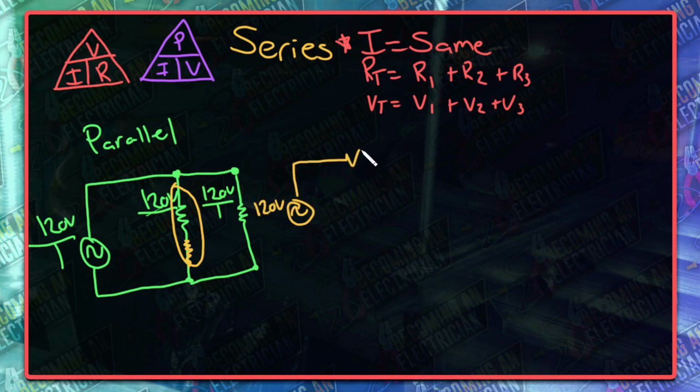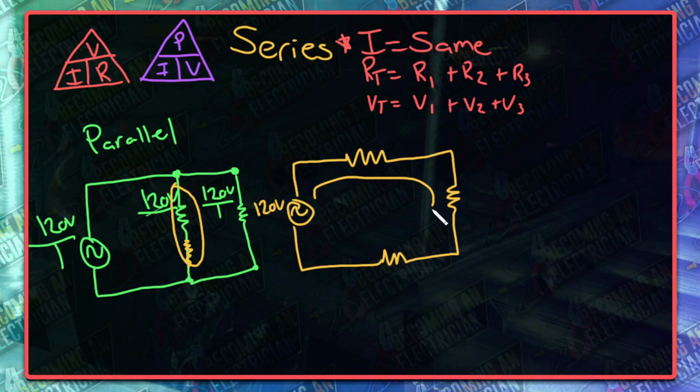In a series circuit, again, there's only one path for your current to flow. Only one path for your current to flow. It goes like that. And as soon as you find your amperage right here, you can find your amperage here. You can find your amperage here. You can find your amperage right here.